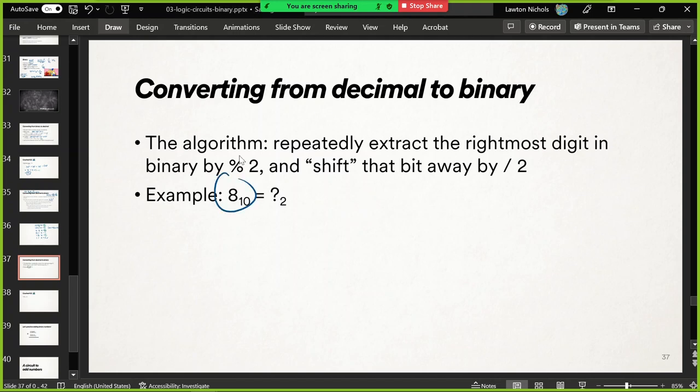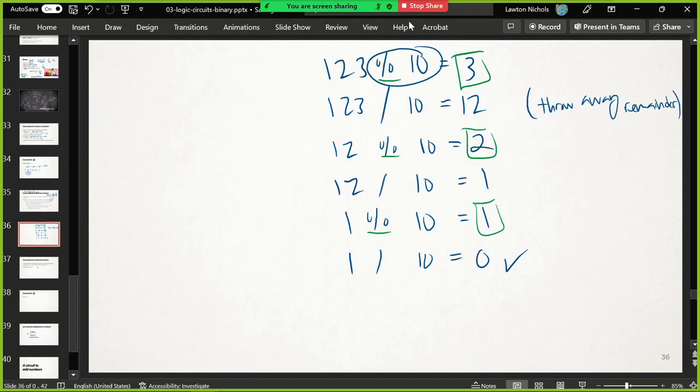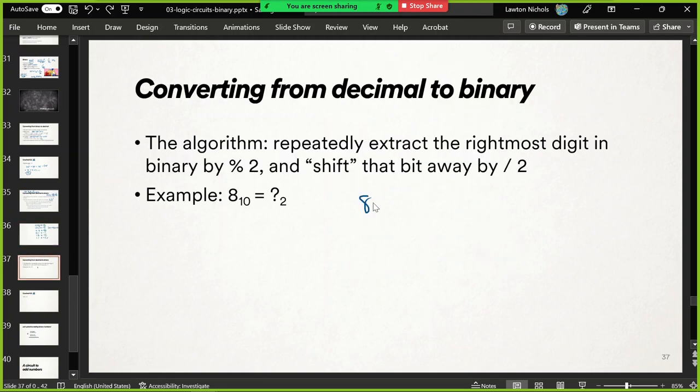So starting with 8, let me extract all the binary digits of 8. Here's the pattern. I want the rightmost, not decimal digit, but binary digit. I'll do mod 2. 8 mod 2. This is an even number, so it goes in 4 times cleanly with 0 left over. And that's the rightmost bit of 8 in binary. Now I want to shift away that rightmost 0 that I just discovered. To get rid of it from 8, even though I'm doing decimal arithmetic, it still works, I'll do 8 divided by 2, throwing away any remainders. And there isn't any, so it's just 4.